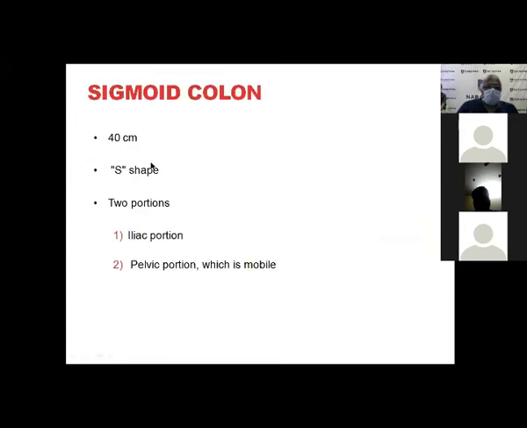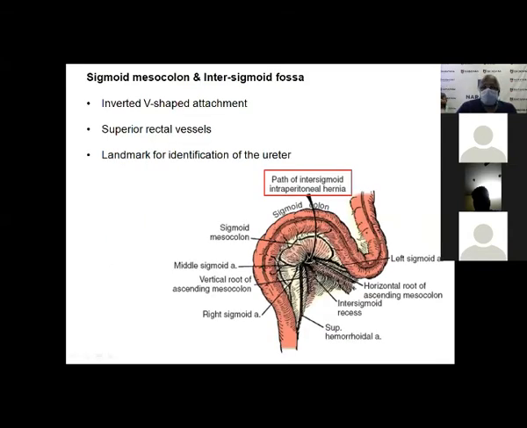Sigmoid colon, 40 centimeter. It is an S-shaped organ. Two portions. It has got an iliac portion and a pelvic portion. The iliac portion is almost fixed. The pelvic portion forms something like an S, and which is mobile. So you can nicely see, this is the iliac portion. That comes into the pelvic portion, it dipped down.